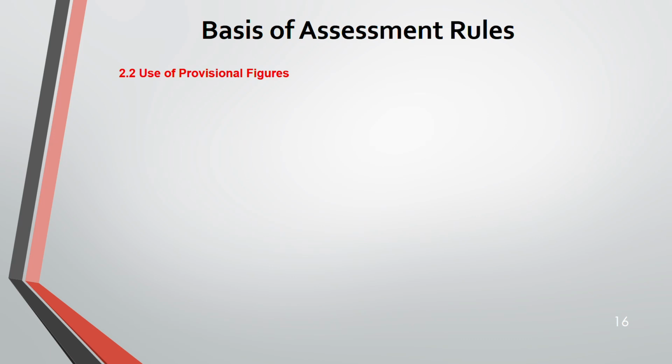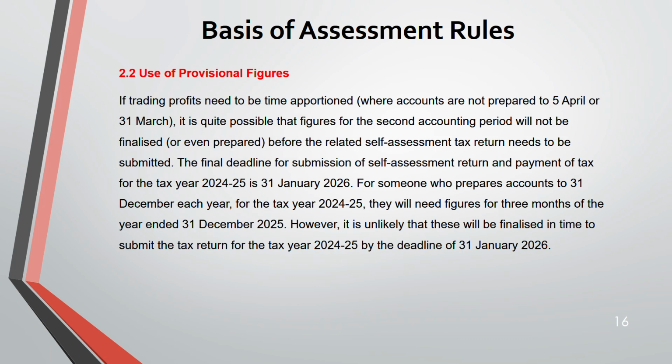Next, use of provisional figures. If trading profits need to be time apportioned. See, you only have to time apportion when you're preparing accounts to a year end which is not 5th April or 31st March. Then only you have to time apportion, which is most likely to appear in your exam, because the examiner always wants to test whether you can time apportion or not. Okay, so it is quite possible in this case that figures for the second accounting period will not be finalized or even prepared before the related self-assessment tax return needs to be submitted.